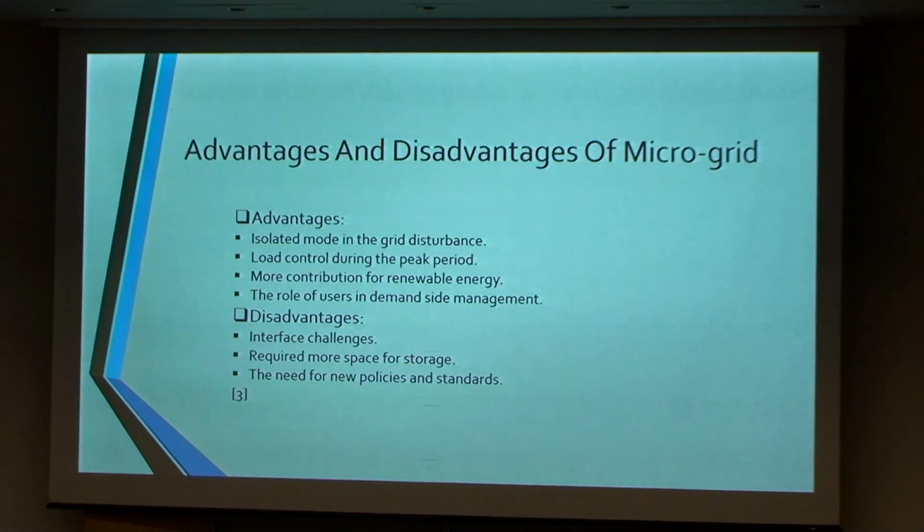Advantages and disadvantages of microgrid. On top of the advantages is the isolated mode. It can isolate itself from the main network, and then the ability to control the load during the peak time by demand side management. It could be decreasing the consumption during the peak periods, or even selling electricity back to the main network. More contribution of renewable energy. The disadvantages or drawbacks of microgrids are related to interface challenges. It requires more space because of the need of the storage unit. And also it needs regulation in the policies and standards as well.